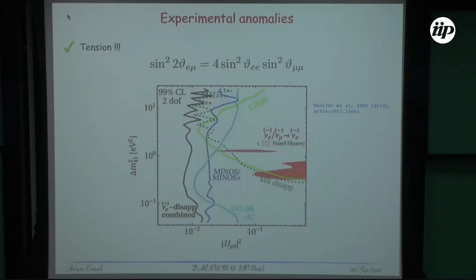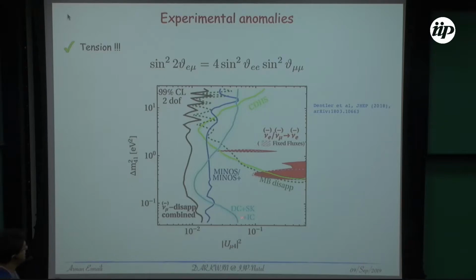But the problem is that there are tensions. The story is not that simple. The tension basically comes from this relation between the effective mixing angles, or let's say it arises from the disappearance experiments, which don't see any hint of the sterile neutrino. And there are limits from MINOS, from DeepCore, Super-Kamiokande, and IceCube, this line, that are completely in tension with the MiniBooNE low region.